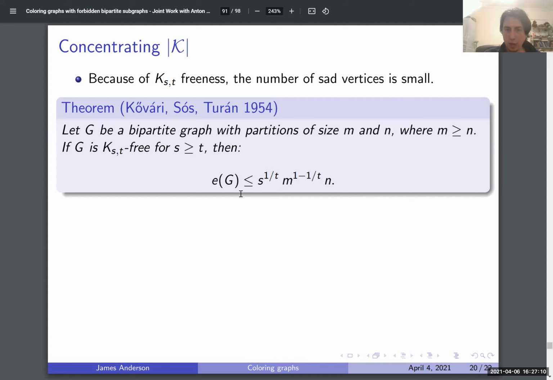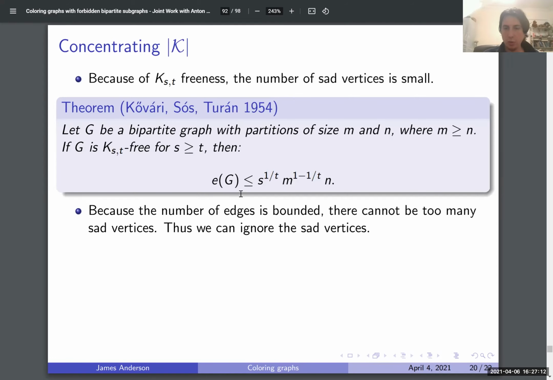So this bound on the number of edges, well, that tells us there can't be too many sad vertices, because the sad vertices have a lot of bad neighbors, which means they have a lot of edges to these bad vertices, and these bad vertices had a lot of edges, and we just get way too many edges. So we can't have too many of these sad vertices, and we can essentially ignore them. We'll get a small error term, but that won't affect our concentration of K too much.